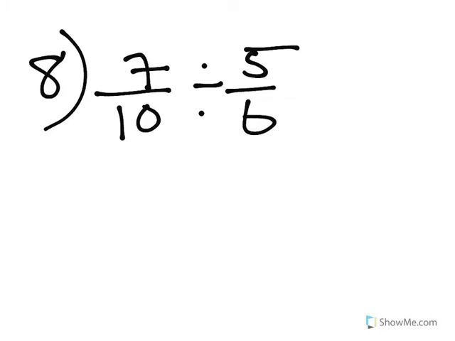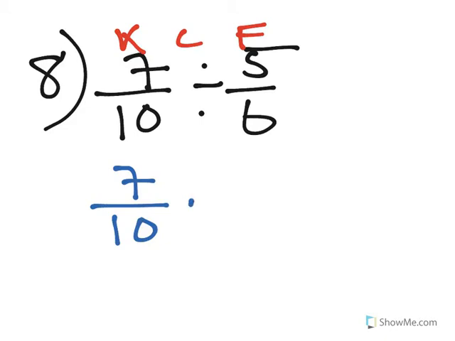Okay, number 8, you're dividing fractions. So you got to remember your KCF. Keep, change, flip. So what that means is I keep the first fraction, I'm going to change division to multiplication, and I'm going to take the reciprocal of the second fraction. Now, if you wanted to, you can simplify first. Most of you guys do not. So I'm just going to multiply.